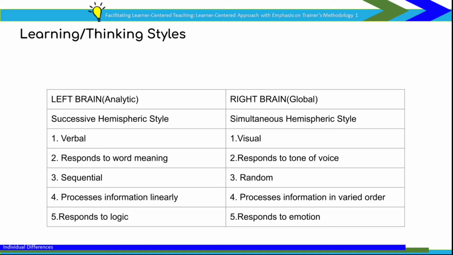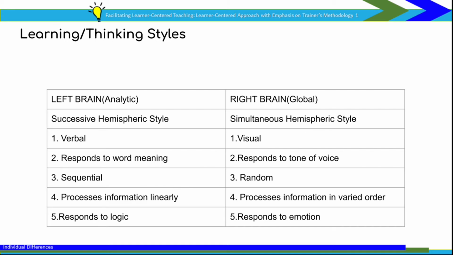So these are the detailed description or comparison between the left brain and the right brain. When you talk about left brain, this is described as the successive hemispheric style, while the right brain is a simultaneous hemispheric style. Left brain is verbal, responds to word meaning, sequential, processes information linearly from specific to general, responds to logic, plans ahead, recalls people's names, speaks with few gestures, punctual, prefers formal study design, and prefers bright lights while studying.